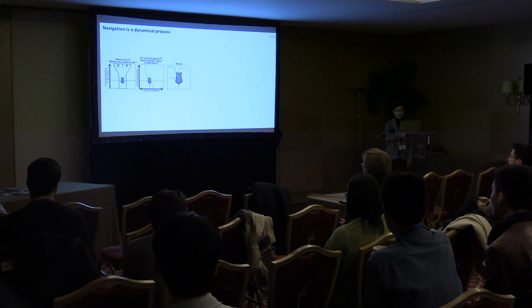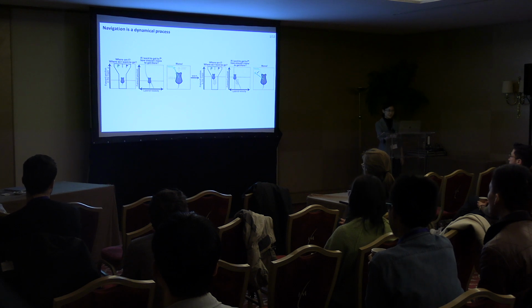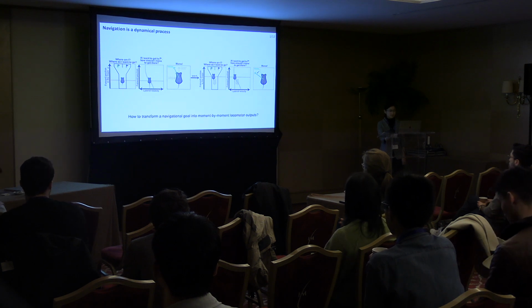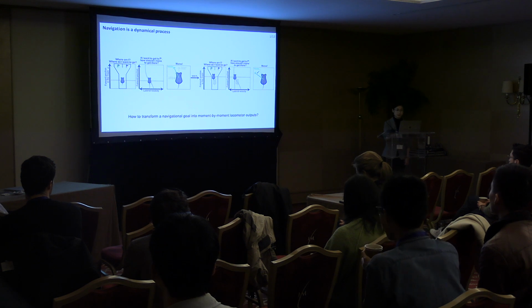And these navigation cognitive steps need to be repeated again and again as the animal passes through the maze. It also needs to be coordinated in a dynamical way to ensure the robustness of the behavior. So the overall goal of this project is to study how a mouse brain transforms a navigation goal into a moment-by-moment locomotor output.